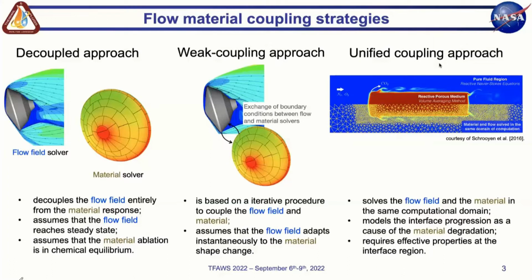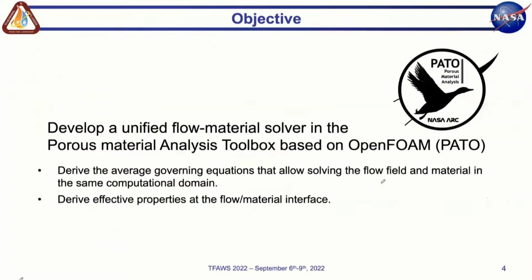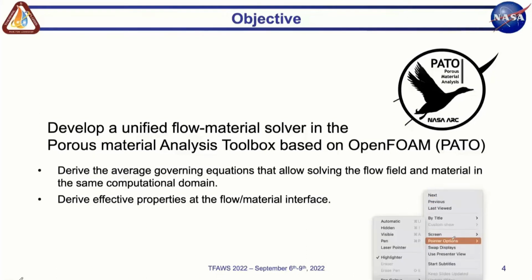So this comes to the objective of my talk, which is to develop a unified solver in PATO. This is the topic of my postdoc as well, that I'll be doing at Ames. The first step was to derive the average governing equations that allow to solve the flow field and the material in the same computational domain. And in order to close these average equations, we also need to derive effective properties between the flow and the material interface. So this will be the second part of my talk.